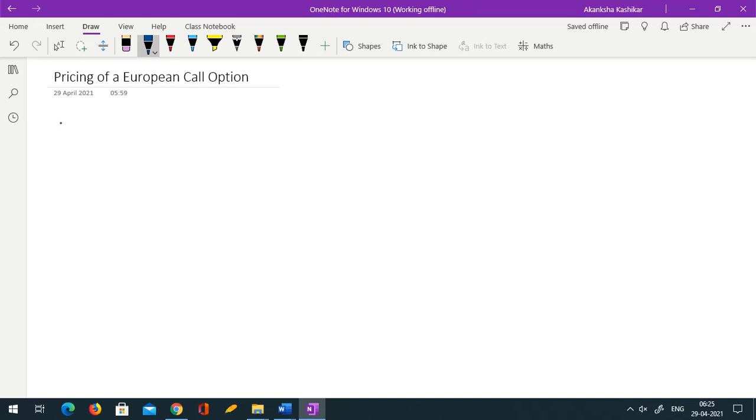Okay. So what do we know about European call option? We know that payoff at time capital T is going to be maximum of 0 comma S_T minus K, correct? The option will be exercised only if S_T is greater than K. So if S_T minus K is positive, then we get this gain. If it's negative, then the option won't be exercised and my payoff will be 0.